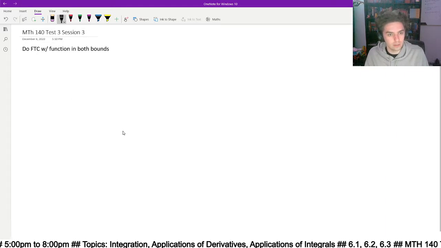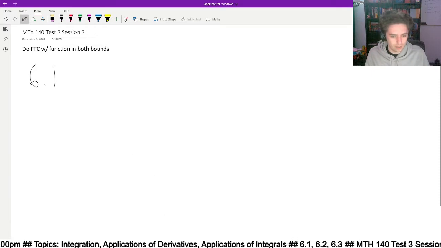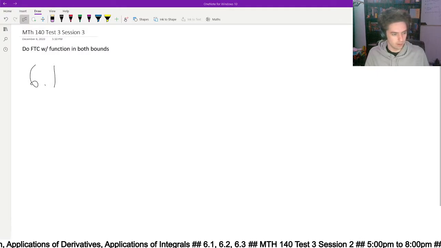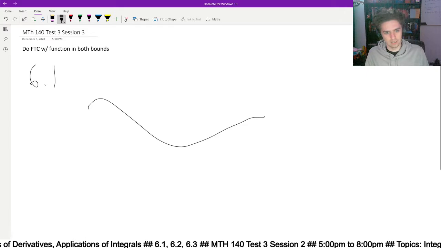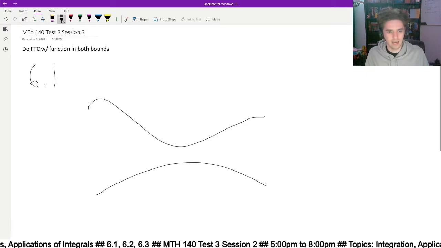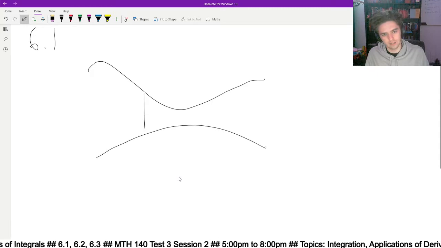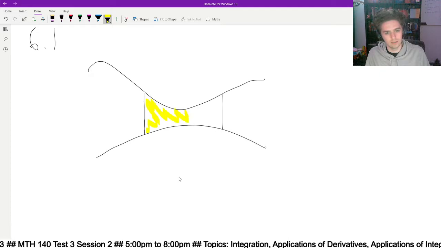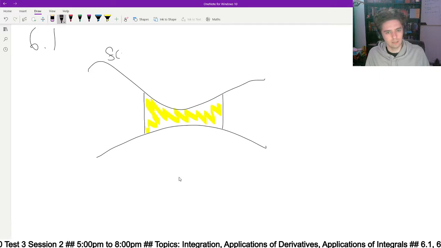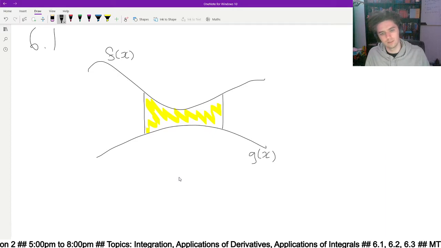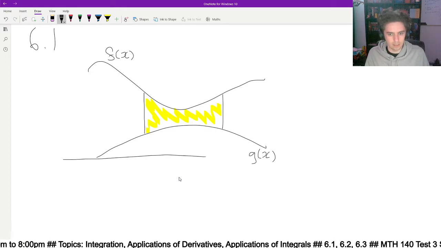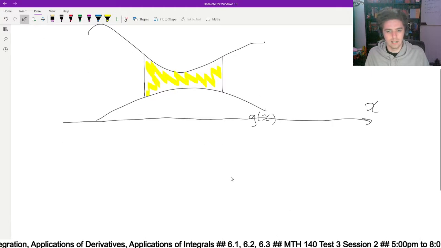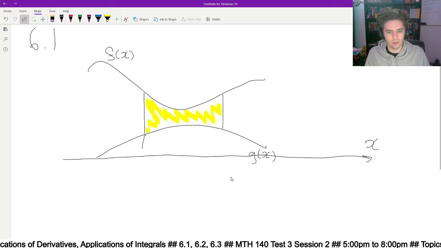Okay, so let's start with 6.1. So 6.1 is, if I open this up here, just called area between curves, right? So all that's saying is if I have a function like this and a function like that, and I want to know the area here, this yellow section. If I call this top one f of x, this bottom one g of x, and call this our x-axis, then that yellow area is equal to this whole integral.